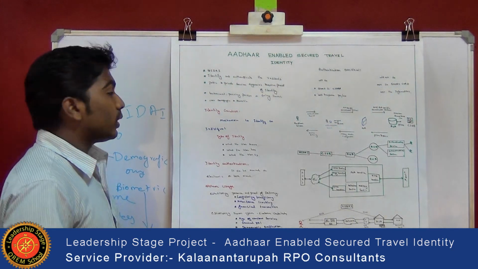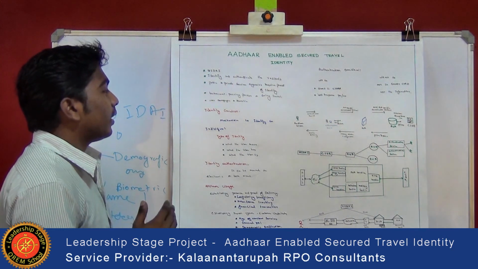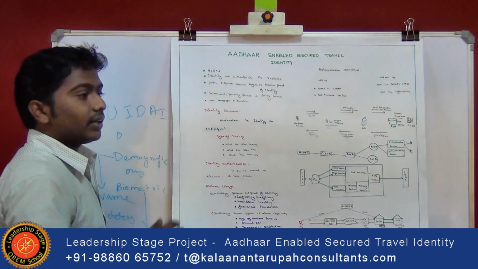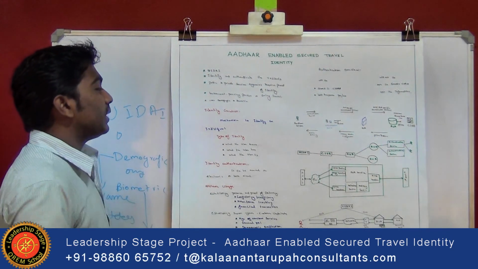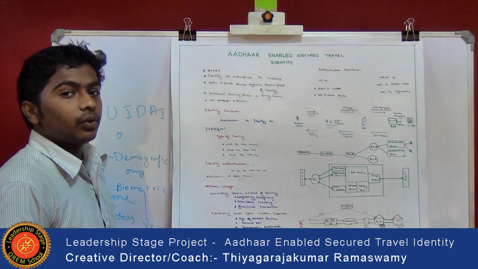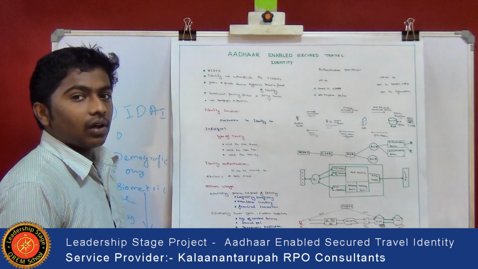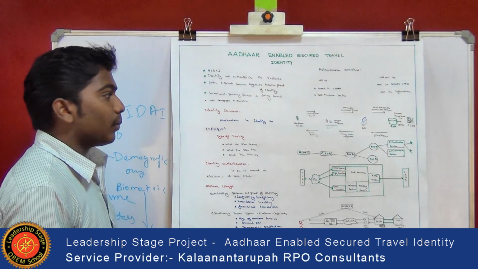The two major steps in creating an identity are identity creation and identity authentication. Identity creation is a mechanism used to identify an individual. This may be a manual process or an electronic process.